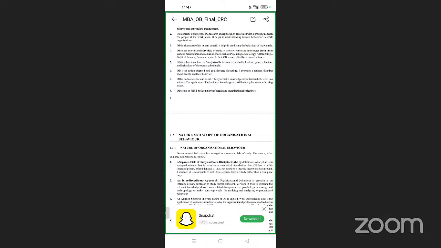Next, it is interdisciplinary in nature, and it covers not just psychology, sociology, anthropology, political science, economics, etc. In fact, organizational behavior is an applied behavioral science. Followed by, if one has to study organizational behavior, it has 3 levels: individual level, group behavior, and behavior of the organization. What we are learning here is about the behavior of the individuals in an organization.